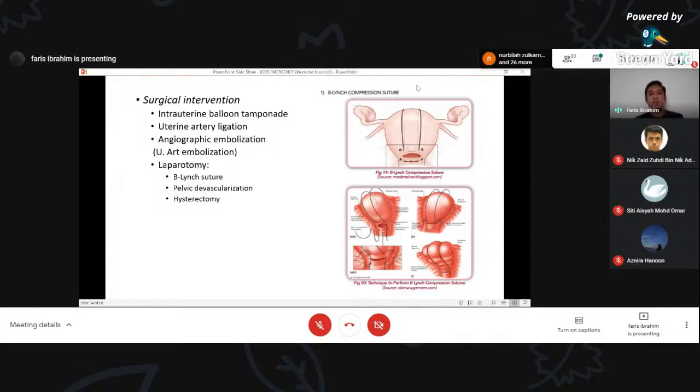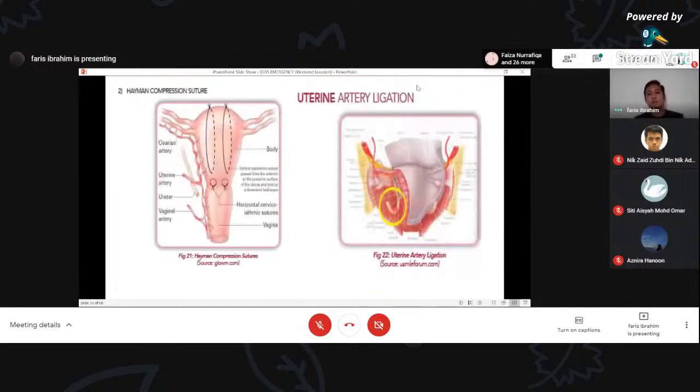And then lastly, last but not least, is hysterectomy. So hysterectomy maksudnya you completely buang the uterus. So tu ada 4 lah surgical intervention. Yang pertama, first line is B-Lynch suture, and then you try artery ligation, and then you try artery embolization, and lastly hysterectomy. Okay. So ini gambar sikit.